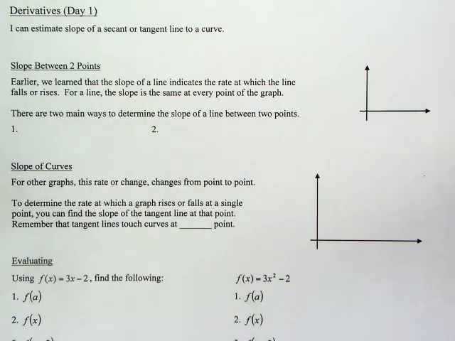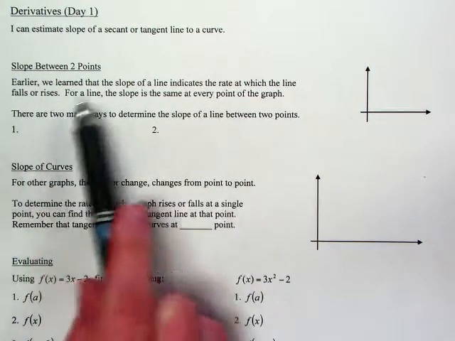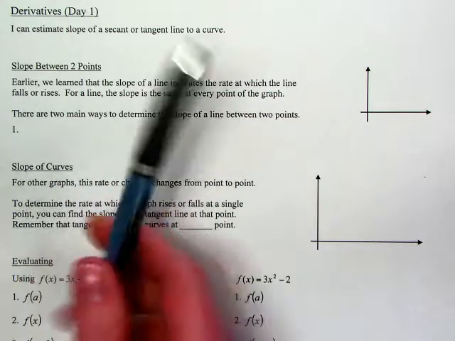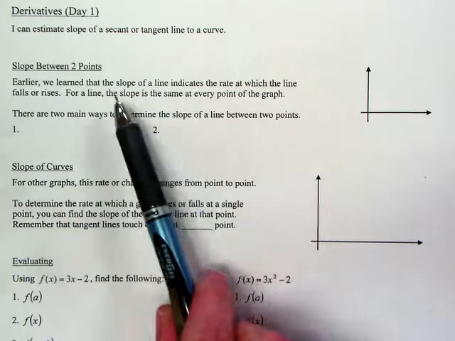But instead of finding the slope of the line, we're going to find it between 2 points or at a point on a curve. So you're used to finding the slope of a straight line, and now we're going to transform your slope idea into finding the slope of a line that actually curves. Earlier you learned the slope of a line indicates the rate at which the line falls or rises, the rate at which it goes up or goes down. For a line, the slope is the same everywhere along that line.